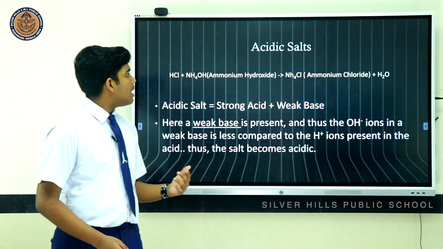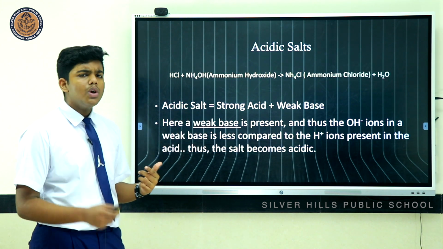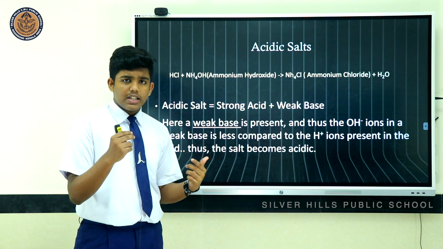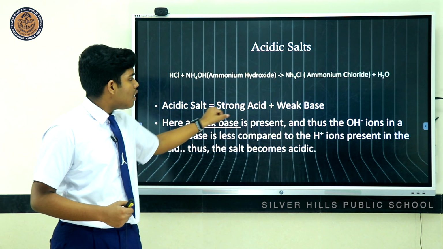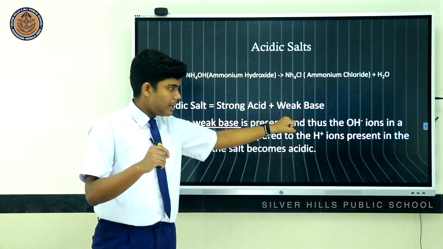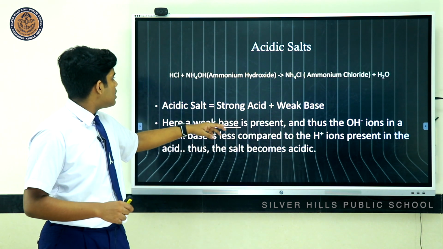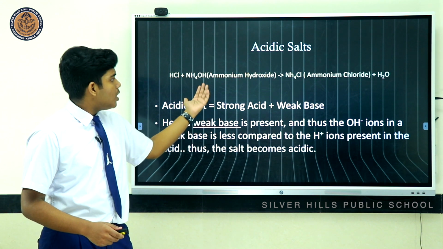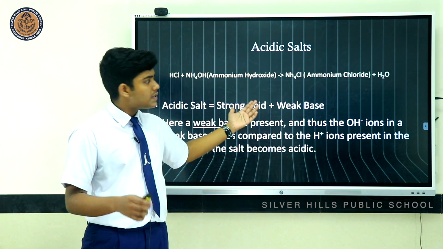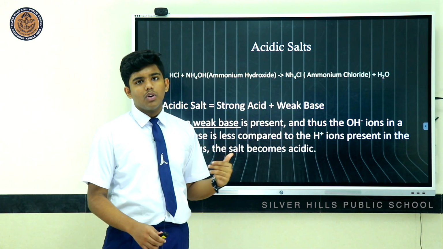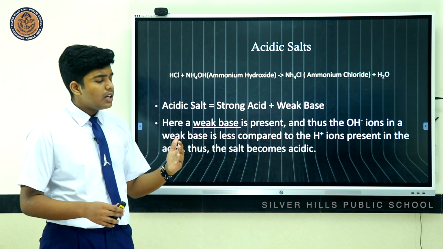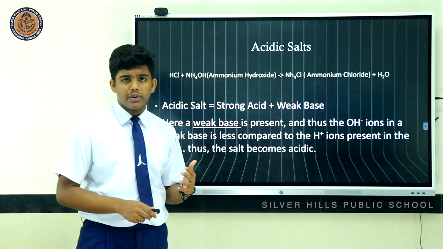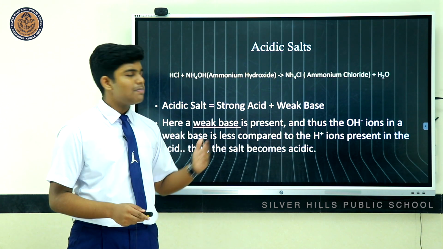Moving on, we have acidic salts. So, what is an acidic salt? An acidic salt is formed when a strong acid reacts with a weak base. For example, the reaction between hydrochloric acid and ammonium hydroxide, which gives ammonium chloride and water. Here, the H+ ions are greater in number than the OH- ions, and thus the salt becomes acidic in nature.